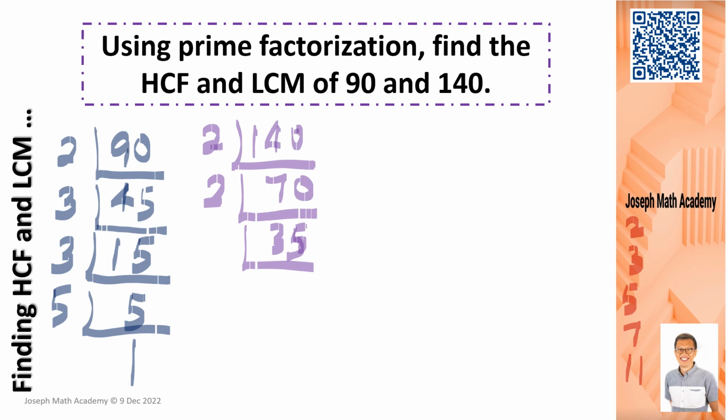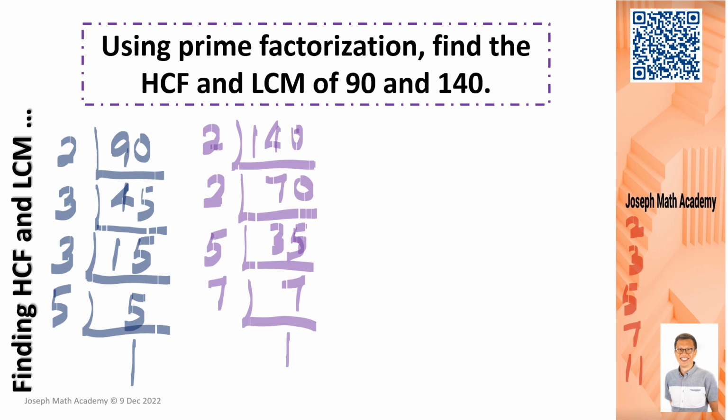But if you have noticed, 35 is not divisible by 3 because 35 is not a multiple of 3. So we skip the prime number 3 and move on to 5. Yes, 35 can be divided by 5, which gives us 7. 7 can no longer be divided by 5, so we move on to the next prime number, which is 7 itself. We arrive at 1. Once we arrive at 1, we can stop our repeated division.